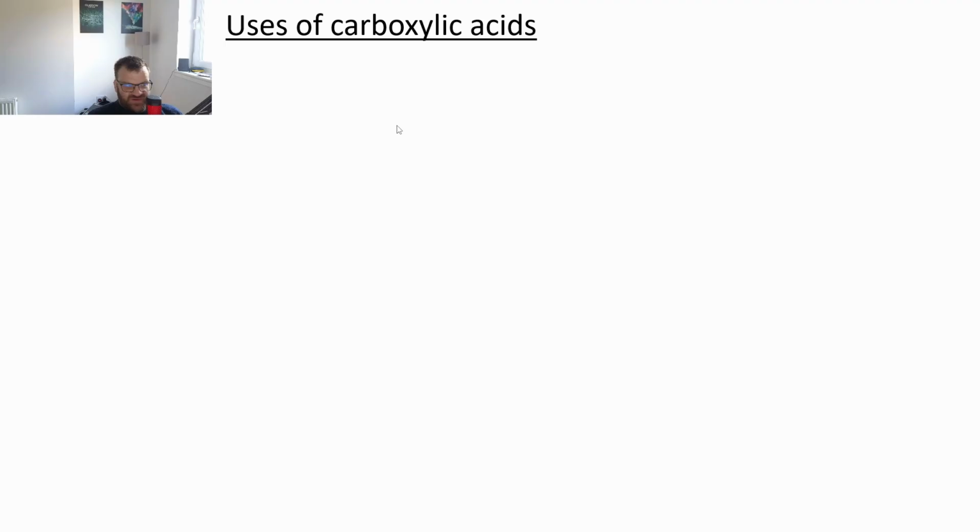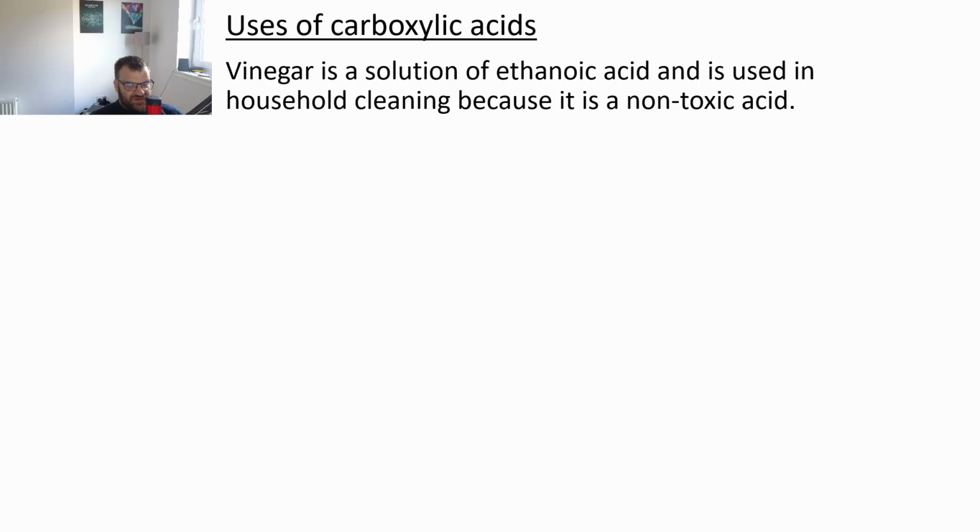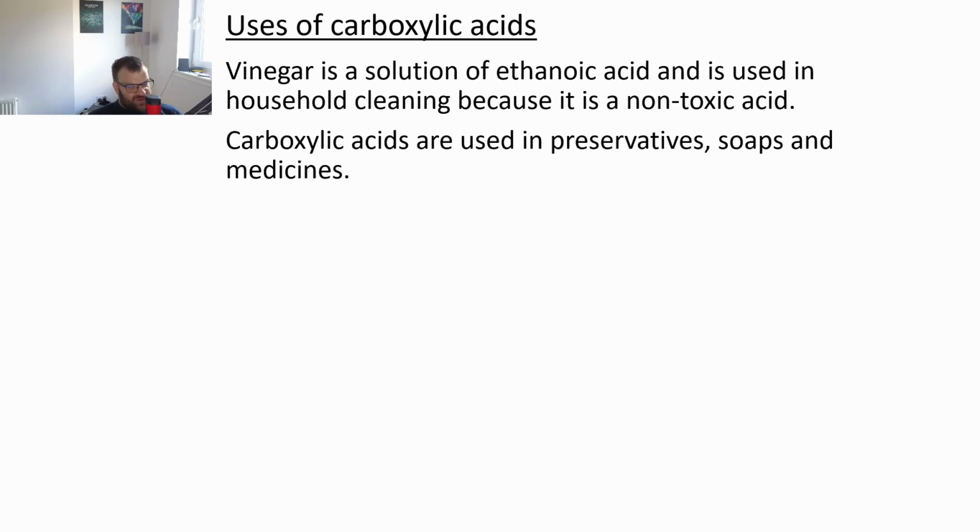What are some uses of carboxylic acids? One of the most commonly used carboxylic acids is ethanoic acid. Ethanoic acid is found in vinegar. So vinegar is a solution of ethanoic acid, and it's used in household cleaning because it's a non-toxic acid. So it can be quite good to get rid of different stuck-on stains. It can be good for non-streakiness on window cleaning, things like that as well. Carboxylic acids are used in preservatives, increasing the shelf life of materials and products, soaps, and also medicines as well.